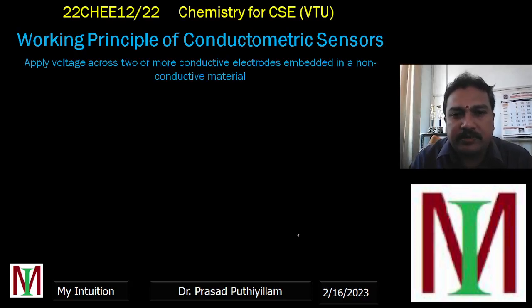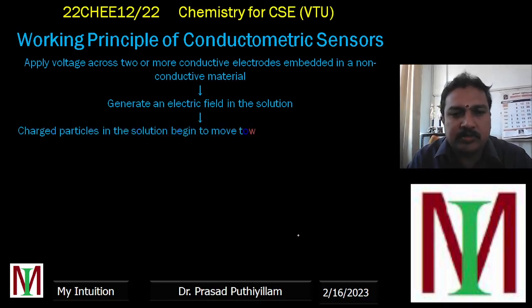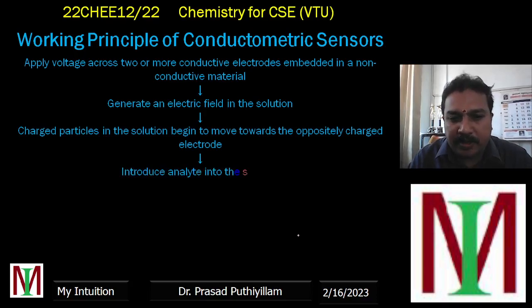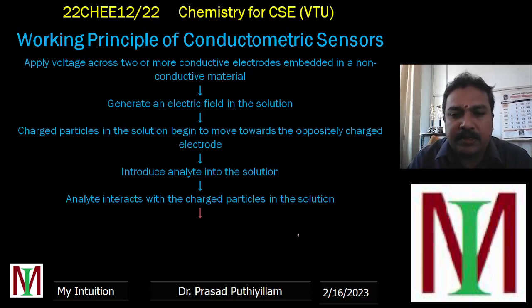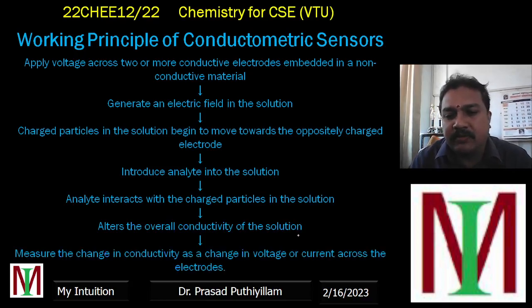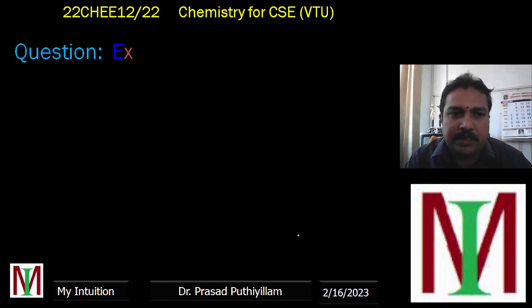Okay, this is a flow chart which shows the working of a conductometric sensor. Apply voltage across two or more conductive electrodes embedded in a non-conductive material, generating an electric field in the solution. Charged particles in the solution begin to move towards the oppositely charged electrode. Then introduce the analyte into the solution. The analyte interacts with the charged particles, altering the overall conductivity of the solution, which is measured as a change in voltage or current across the electrode. So this just shows a flow chart, which is easy to understand. That's why I put it.